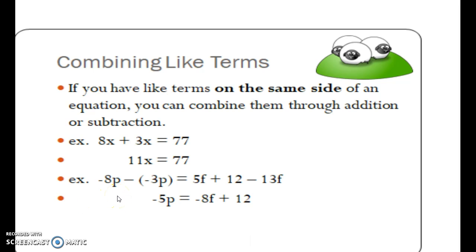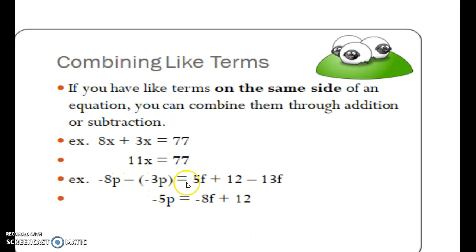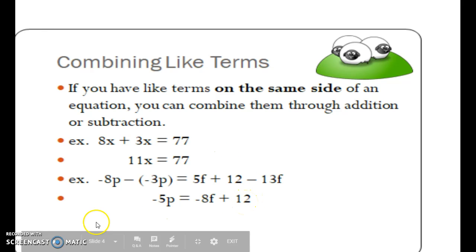So our next example here, a negative 8p minus a negative 3p equals 5f plus 12 minus 13f. So see, we have like terms right here. We can combine those to make a negative 8f, and then you just bring the 12 down. And the same thing right here on this side. A negative 8 minus a negative 3 is a negative 5p. So that is combining like terms. You've completed it.